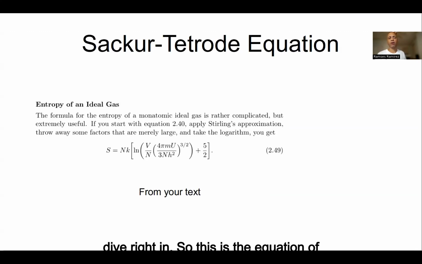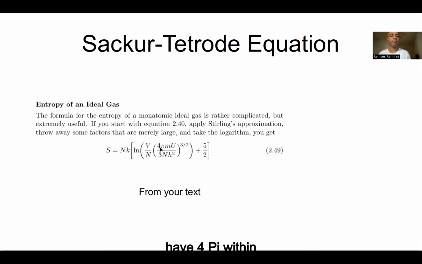So this is the equation of interest. This is the Sackur-Tetrode equation. And it basically describes the entropy of an ideal gas, in this case, a monatomic ideal gas. And so what you have here is S is entropy, and that's equal to all this stuff on the right-hand side, where N is the number of particles, k is the Boltzmann constant, and you have a natural log of the volume. This is in SI units, so it'd be meters cubed.